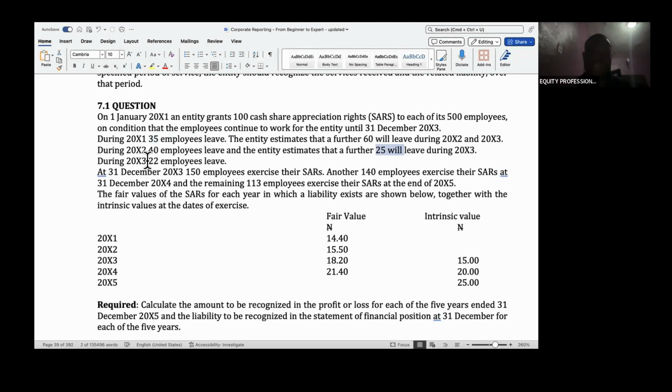Correct. In 2003, they now said 22 employees actually leave. 22 employees leave in year three alone. So how many will not leave? How many actually vest?